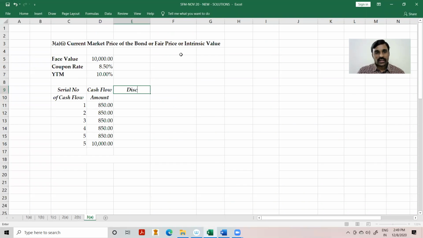Next, discount factor. You don't need to break your head over this; it is given. Discount factor at the rate of 10% yield. To save your calculation time, this also they have given in the question: 0.909.